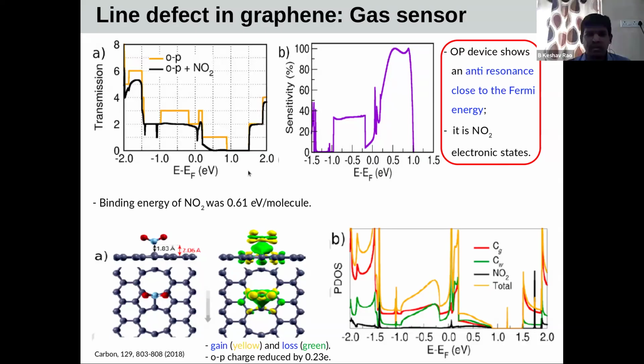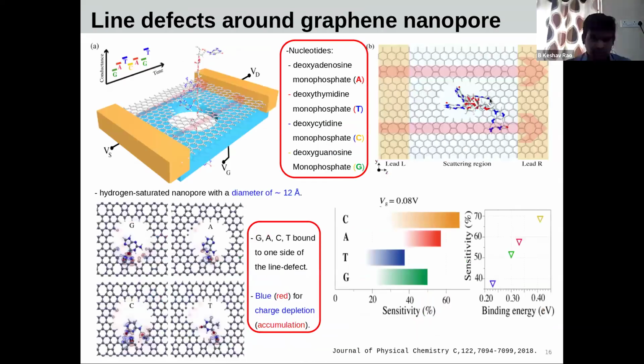Similarly, line defects were kept just around a nanopore. The nanopore dimension is taken around 12 angstrom, and line defects are kept on both sides. When nucleotides pass through, higher sensitivity is observed than for the remaining nucleosides. So biomolecules can also be sensed with the help of graphene, in a more pronounced way if we approach it with line defects. Line defects will also give the best result in the sensing mechanism.